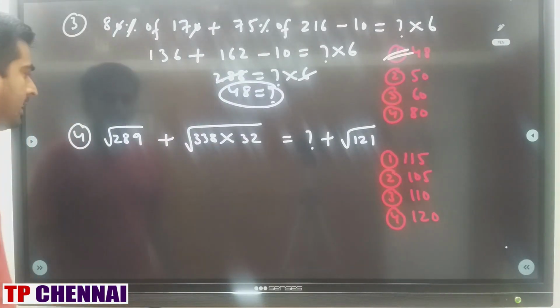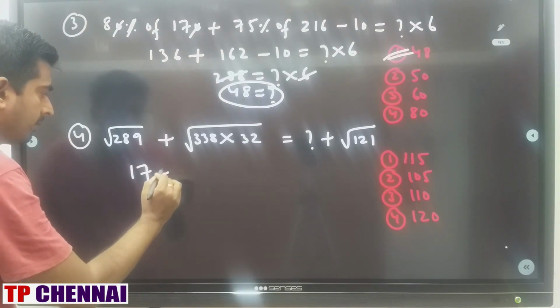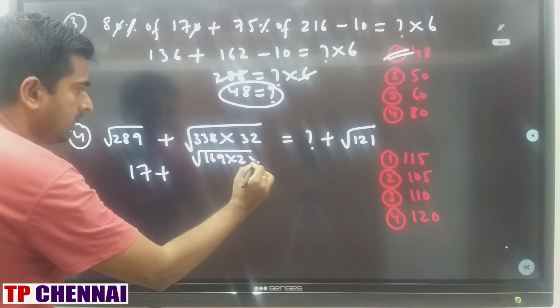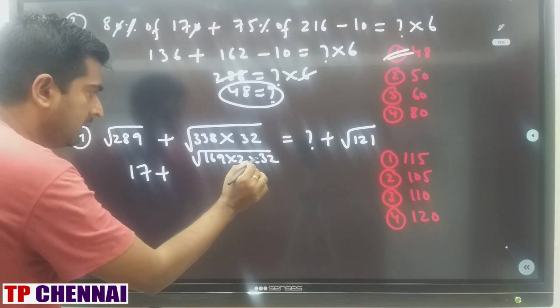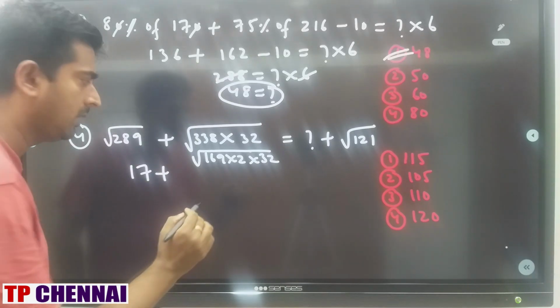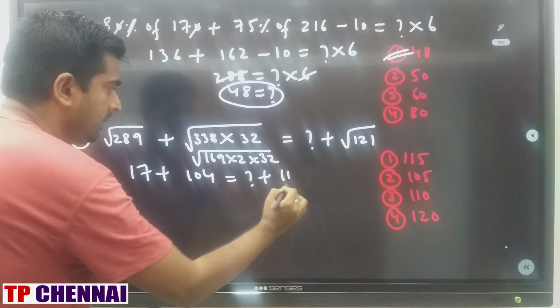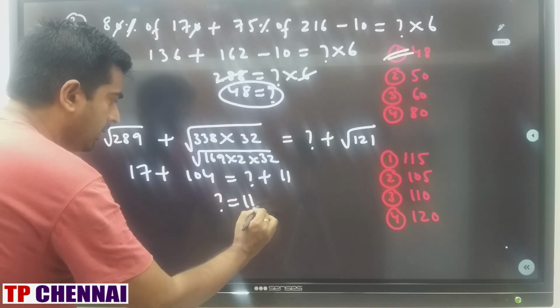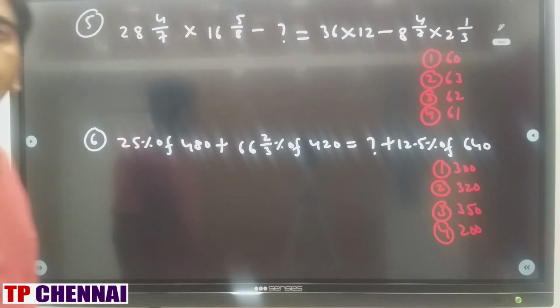Next one. Square root of 289 plus square root of 338 into 32 is equal to question mark plus square root of 121. This is 17. This I am writing as 169 into 2 into 32. 169 if I take square root, it is 13. This is 64. If I take, it will be 8. 13 8s are 104 is equal to question mark plus this is 11. 121 minus 11, what is the answer? 110. My answer is third option. So I hope you are clear with fourth one.